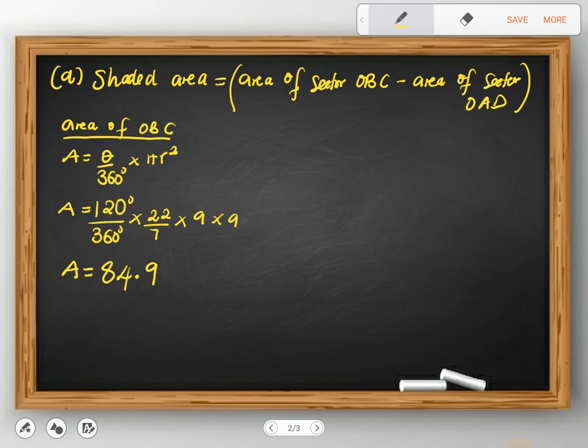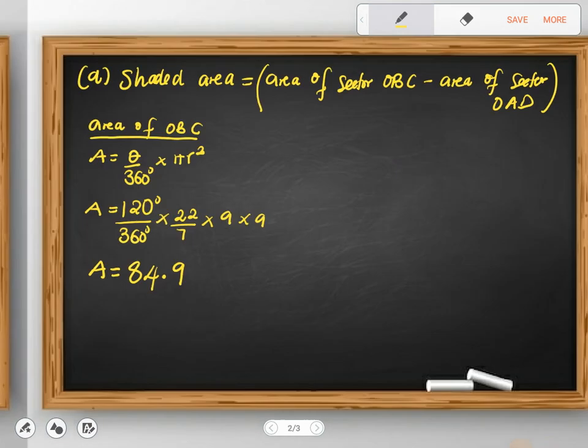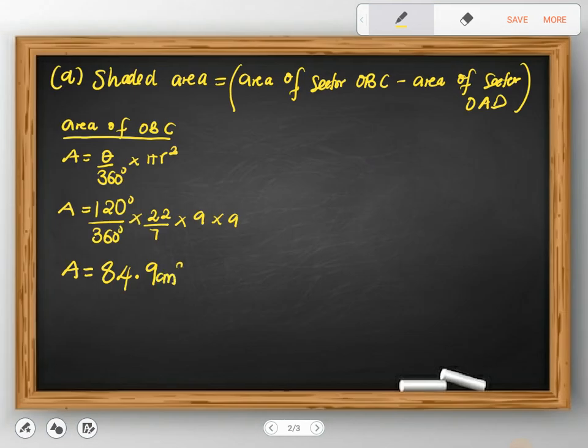This is the area, and those are centimeters, so square centimeters. So this is the first area. Let's call it area 1, for the OBC.